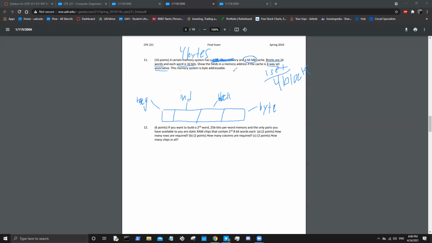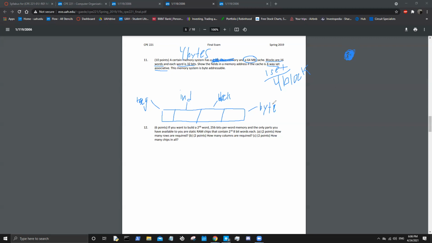To calculate the block offset, all that means is how many bits of information do you need to select within a block any given word that you want. In this instance, can you guys see if I write over here? Yeah, I can see that. Okay, good. So I have a lot of space.